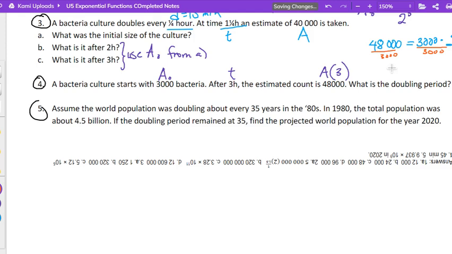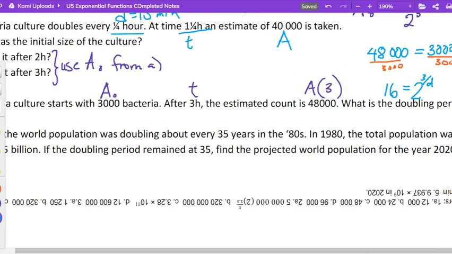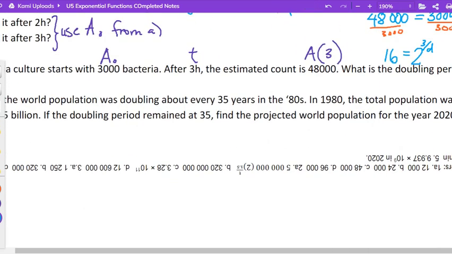Okay, that's going to be 16, right? 48 divided by 3 is 16, so 16 equals 2 to the power of 3 over d. Oh, look, this is starting to look like question 3 in the homework. Can I write 16 with base 2? What is it? 2 to the power of 4. Okay, great. So 2 to the power of 4 equals 2 to the power of 3 over d.